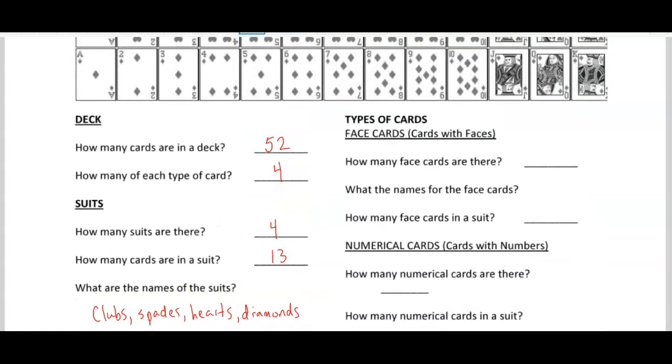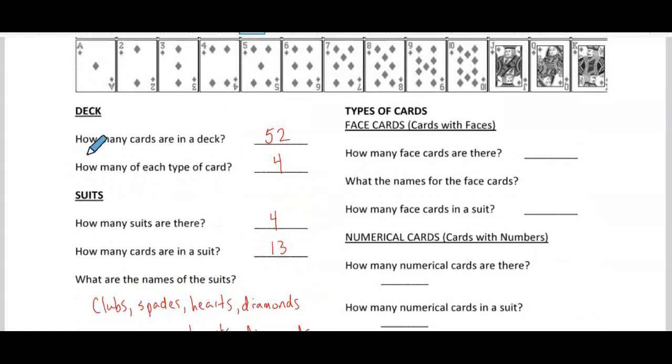Okay, now we go over to the right side here, types of face cards. Face cards are the ones that literally have a face on them. So there's jacks, there's queens, and there's kings. So that's going to be 3 of each, 3 diamonds, 3 hearts, and so on. So that's a total of 12. The names for them, jack, queen, king.